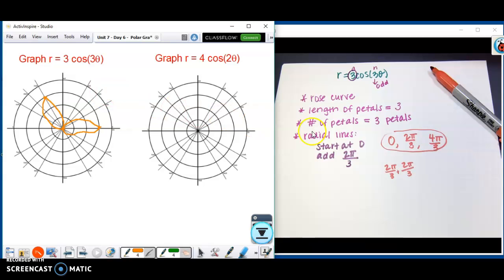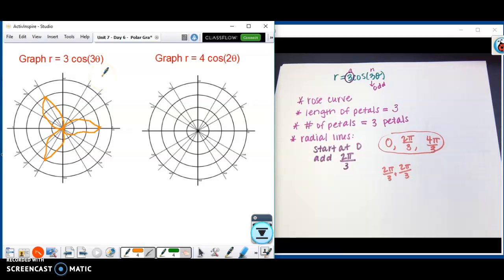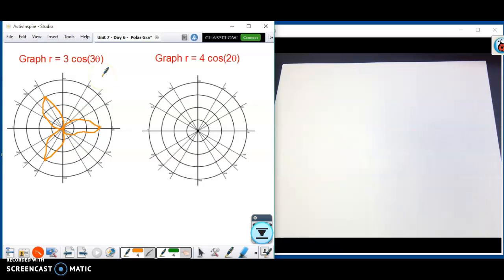There's the next petal. Then the last petal says it is at 4 pi over 3. So 4 pi over 3 in your unit circle is here. So we're going to count 3 spaces because our petals are length 3, and we're going to draw in our last petal. So while this is not perfect, it does kind of look like a flower. These are evenly spaced out, so we have drawn our rose curve correctly. Okay, let's take a look at the next one.